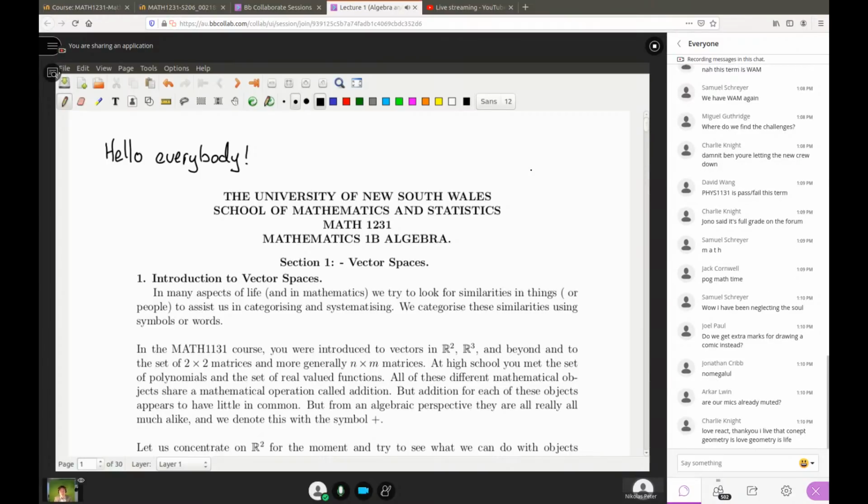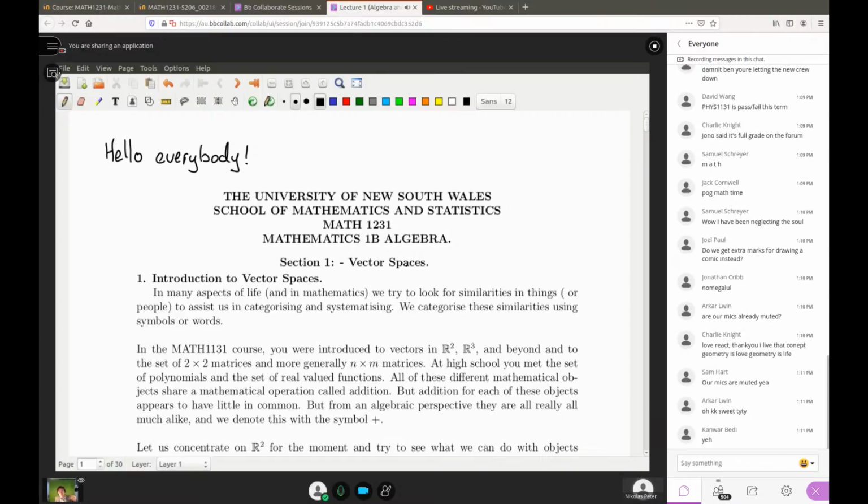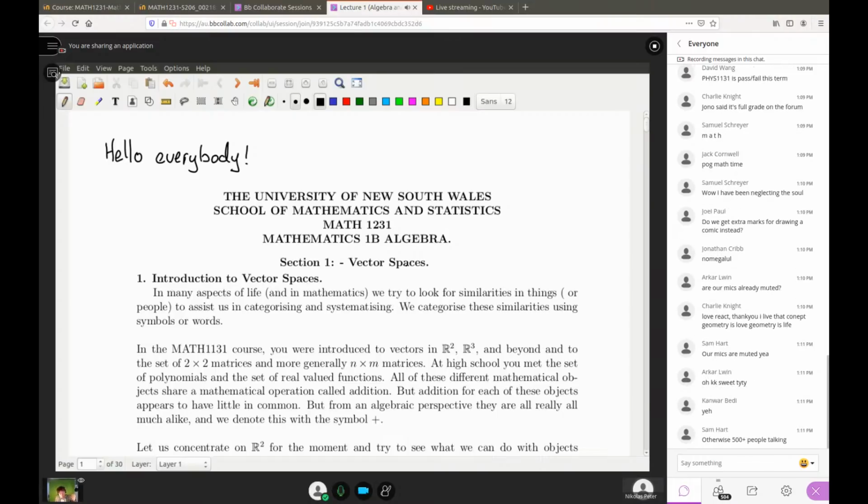In many aspects of life, as in mathematics, we try to look for similarities in things or people that help us in categorizing things. Essentially, when you give something a word, that's you attempting to tame and understand the concept.